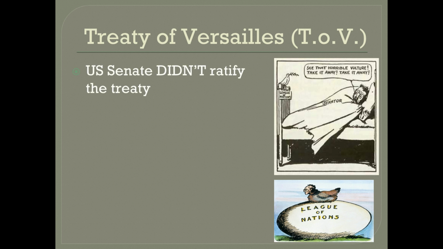Continuing on with the Treaty of Versailles, of course, like I said earlier, the United States Senate did not approve or ratify the treaty. Part of the reason was because they were afraid that we would get involved in another war or be involved in foreign conflicts. And like we've said many times, the United States returned to isolationism.